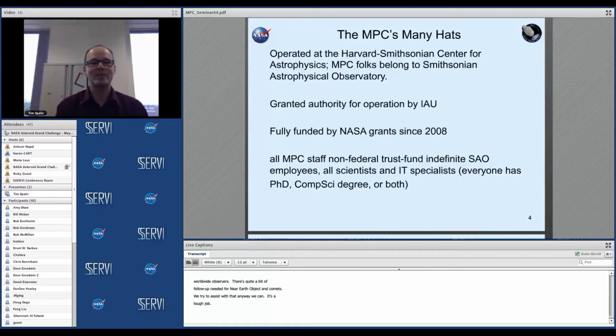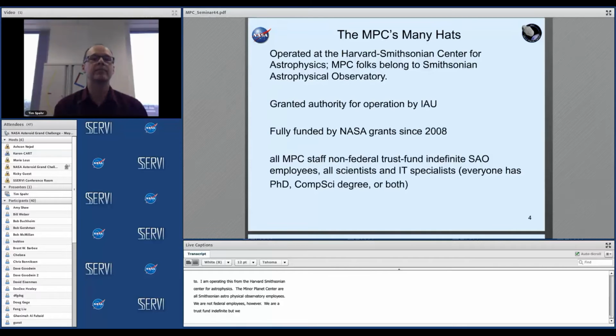So in this slide, I'll talk about the many hats of the Minor Planet Center. We have a fairly complicated operation in terms of who we are answering to. I am operating this from the Harvard-Smithsonian Center for Astrophysics. The Minor Planet Center folks are all Smithsonian Astrophysical Observatory employees. We are not federal employees, however. We are a strange class called Trust Fund Indefinite, but we are not federal employees, and it's kind of important.